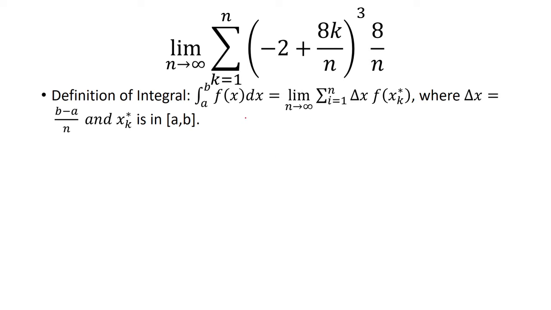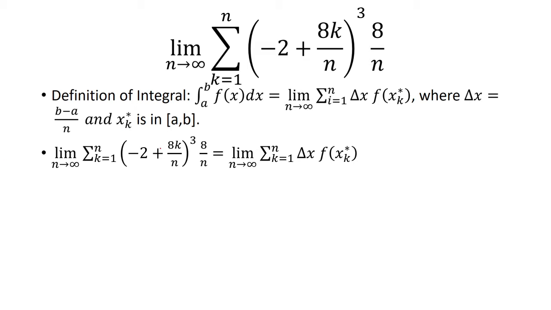If you have the integral from a to b of f of x dx, we know that it's a limit of the sum of delta x times f of x k star. Here delta x is b minus a over n, and this is some point x k star in the interval. Okay, so now we're going to compare the definition of the integral with the sum we're given.